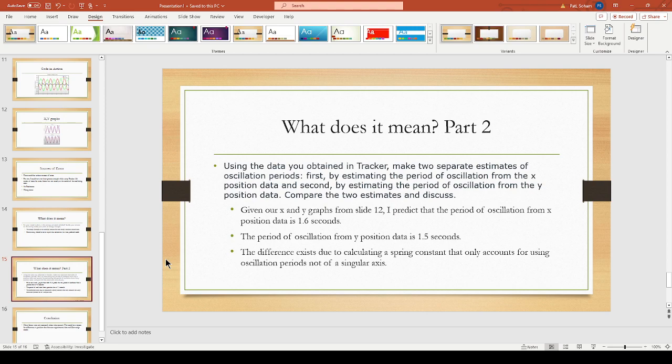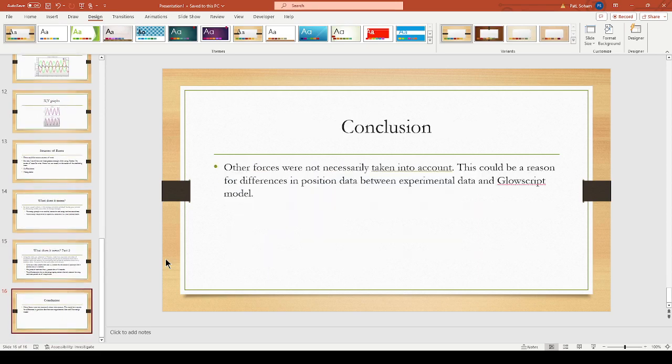The difference exists due to calculating a spring constant that only accounts for oscillation periods, not of a single axis. So in our conclusion, other forces were not necessarily taken into account. This could be a reason for differences in position data between experimental data and the GlowScript, the computational model.